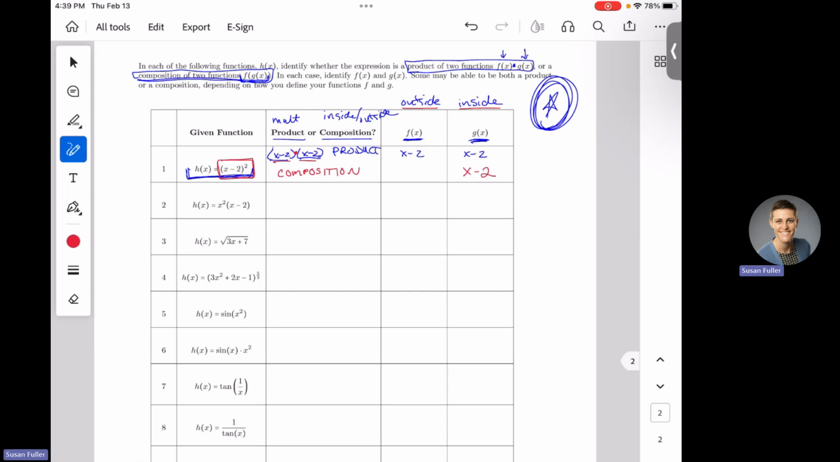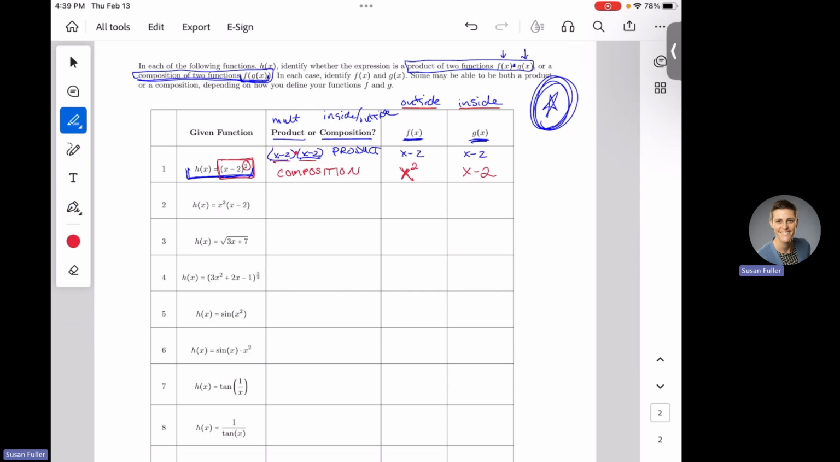Well, it's inside a squared function, right? So my outside function, the thing that my x minus 2 is inside of, is going to be an x squared function. That is my outside function, and x minus 2 is my inside function. So again, it's inside and outside for composition.